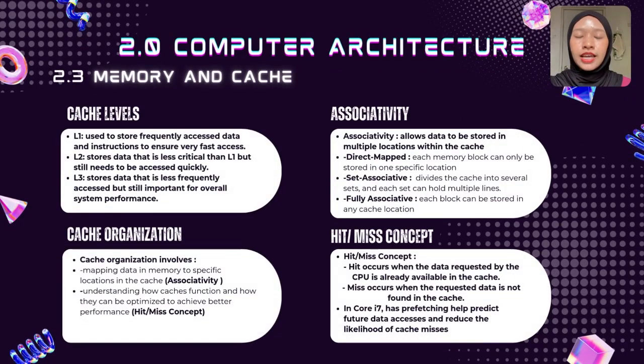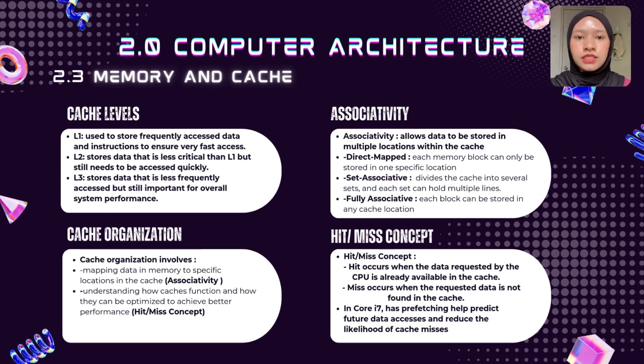Okay, next, memory and cache. Talking about cache levels, L1. L1 is used to store frequently accessed data and instructions to ensure very fast access. L2 stores data that is less critical than L1 but still needs to be accessed quickly. L3 stores data that is less frequently accessed but still important for overall system performance.